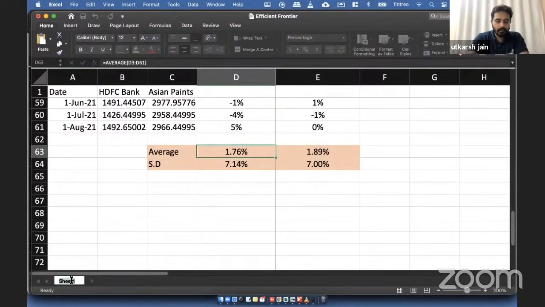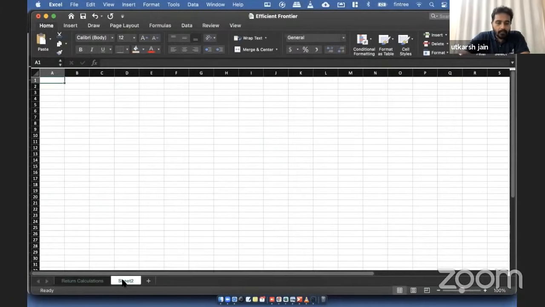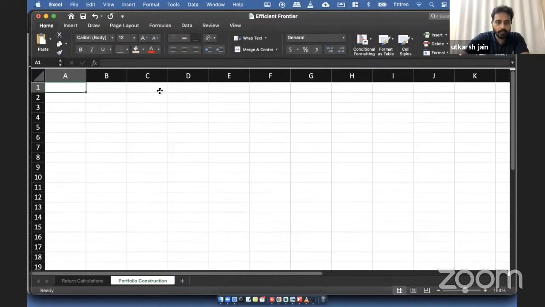So here, in the first part, we just did the return calculations. Now let's start building a portfolio using these two stocks. So let's start building portfolio construction using these two stocks. How am I going to build the portfolio now? So these are my two stocks. I have HDFC Bank, and I have Asian Paints.